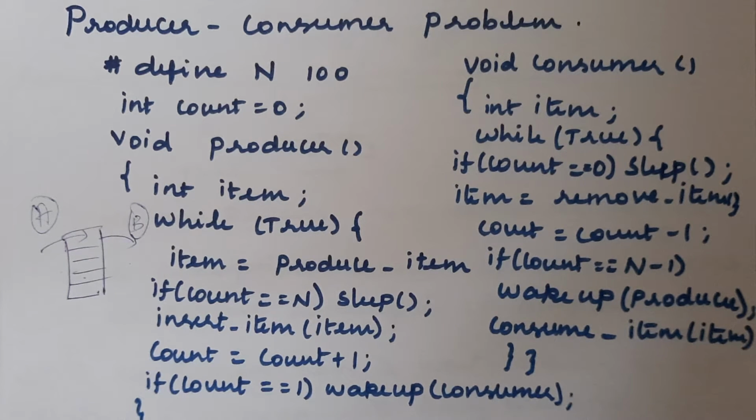The blocking system consists of two operations: one is sleep and the other is wake up. These two are the inter-process communication primitives we use for a process to block itself. If you want to block a process, we use the sleep primitive, and if you want to resume that same process so it can continue its operation, then we should wake up that particular process. For that we use the wake up operation.